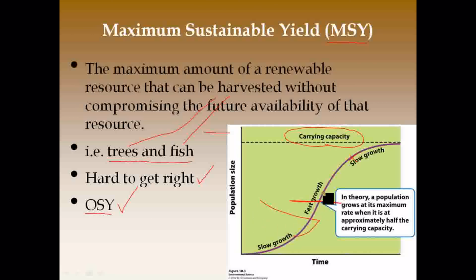If this were the MSY here, let's just say that this is the number that was determined to be the MSY. The OSY would be something lower. The optimum would be something less. And it's sort of just to be safe. If you're going to make a mistake about calculating what the maximum might be, let's calculate the optimal, which will be a little bit less than that.